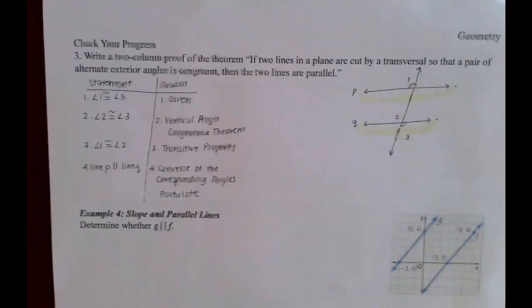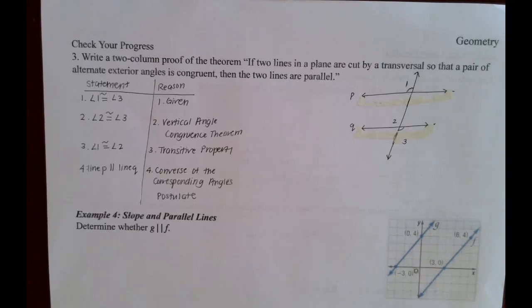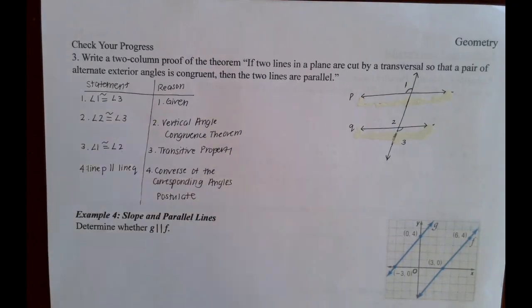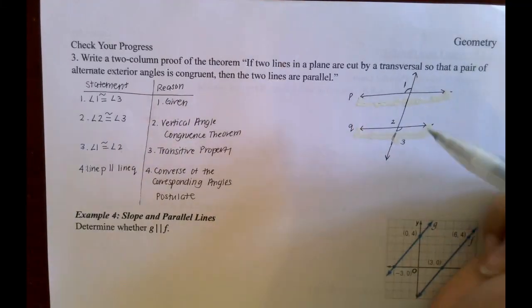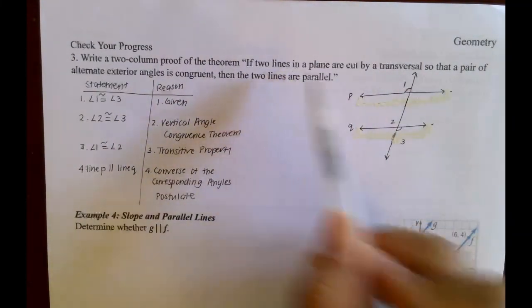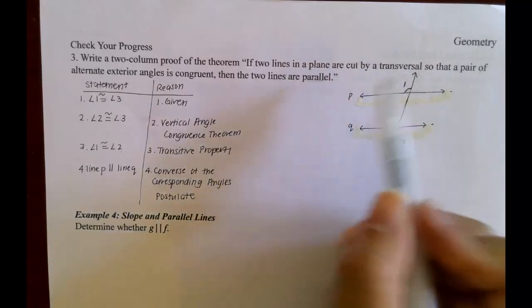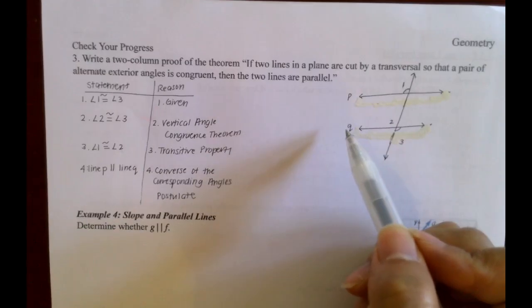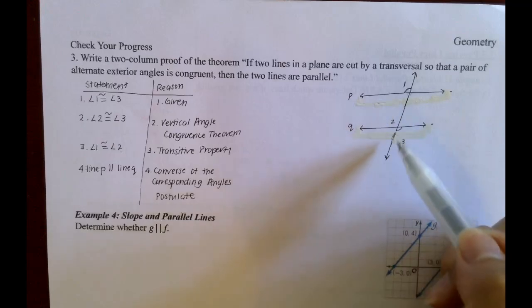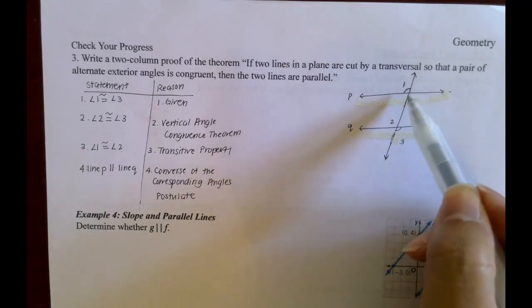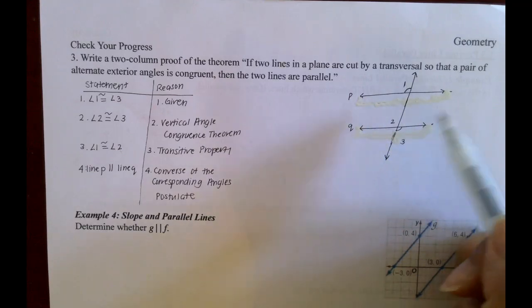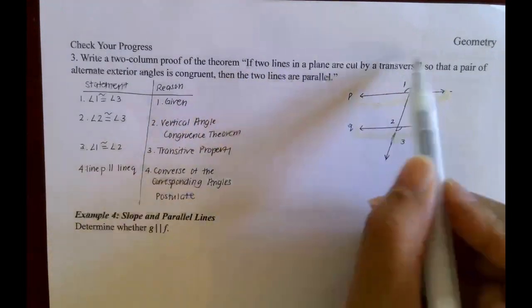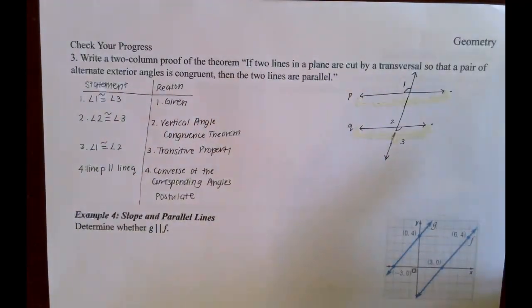Your proof might look something like this, because they were very generic with it. I decided to draw a picture and give some categories and numbers. So I have two lines in my plane. I named one line P, line Q. It's cut by a transversal. And then I have a pair of alternate exterior angles that are congruent, and I want to prove that these lines are parallel. This is the converse of the alternate exterior angles theorem. This is just a proof for it.